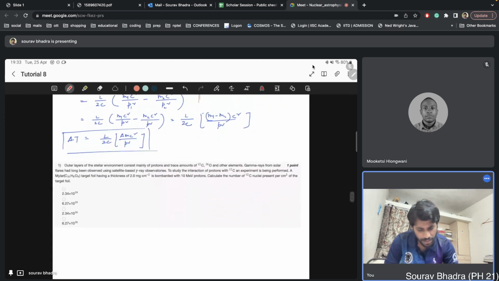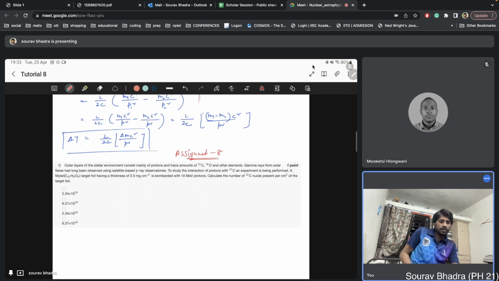Now let us go to the assignment, the final assignment, assignment 8. This was some extra problems which I have gathered from some of the books. Now let us go to assignment 8, and if I have some time at the end, I will do some more things. Just a second.